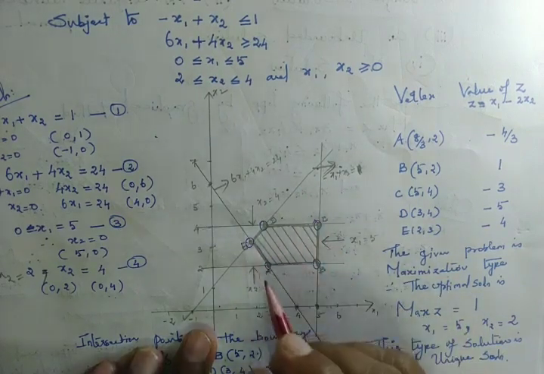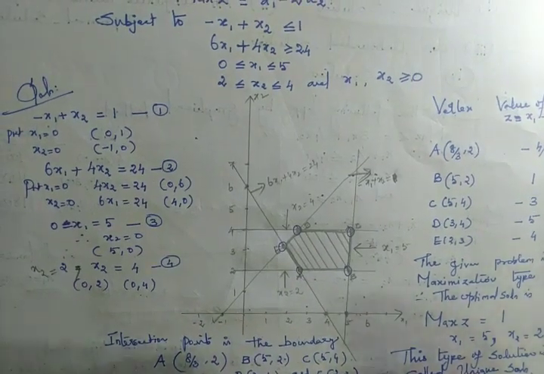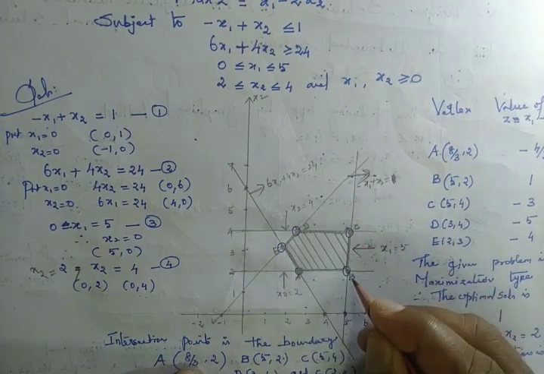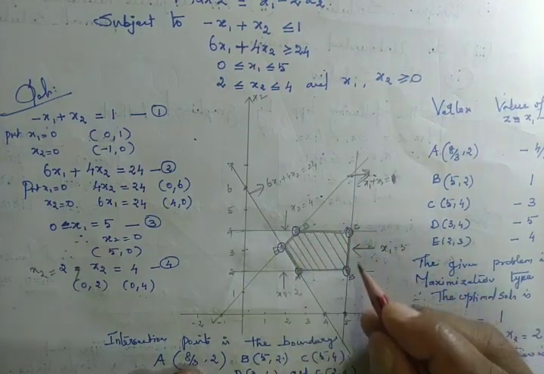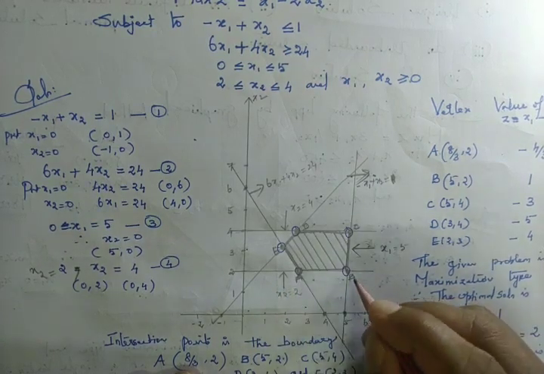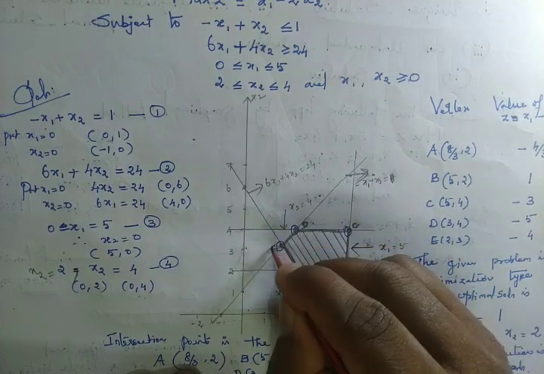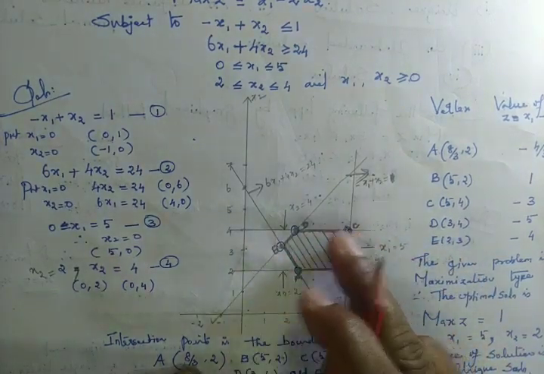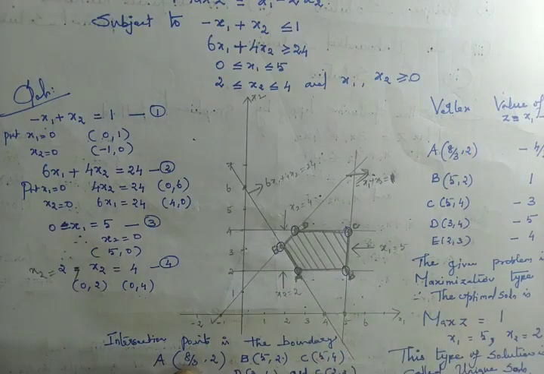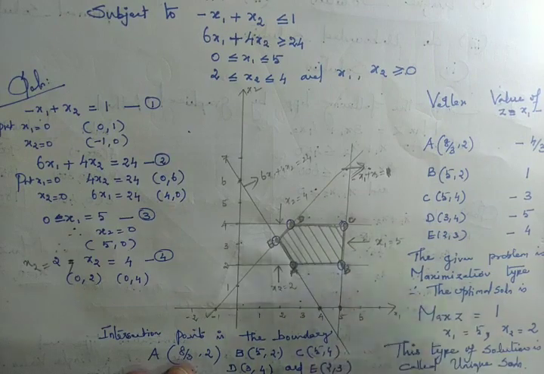After drawing the solution space, you consider the intersection points in the boundary. We have 5 points, 5 intersection points in the boundary. We give names to them: A, B, C, D, E. So we have 5 points in the boundary. That's very important: the set of intersection points in the boundary.